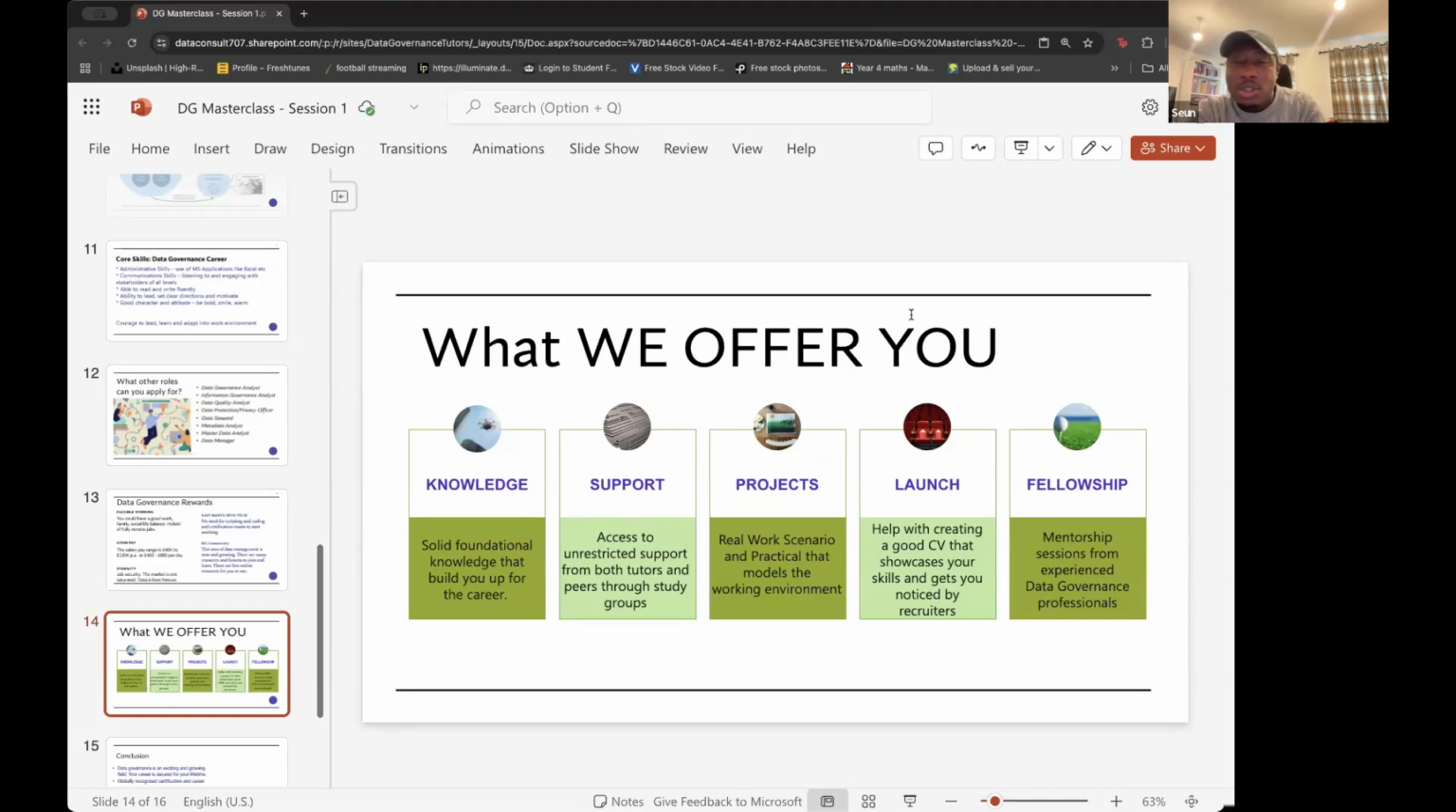When you get into the business, when you launch, you are going to be launching with a good CV and a good LinkedIn profile, because we're going to assist you in creating a CV that stands out in the market. We're going to give you tips and twists for crafting a good CV that gets an employer to call your name and say, let's talk, we like your CV.